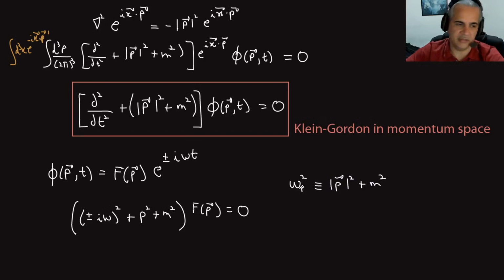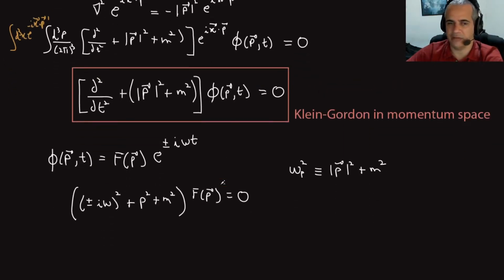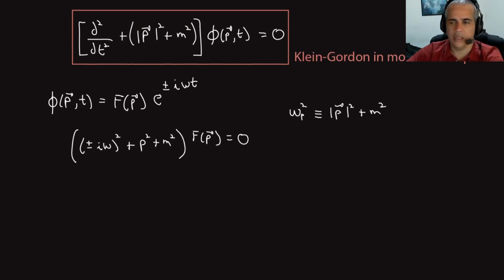Which are frequencies, right? So what we're finding is that the solutions of the Klein-Gordon equation look like harmonic oscillators, free harmonic oscillators, and not forced ones. That's why I'm calling it a free scalar field, with frequencies that are given by this relation. These are the natural frequencies of those oscillators.